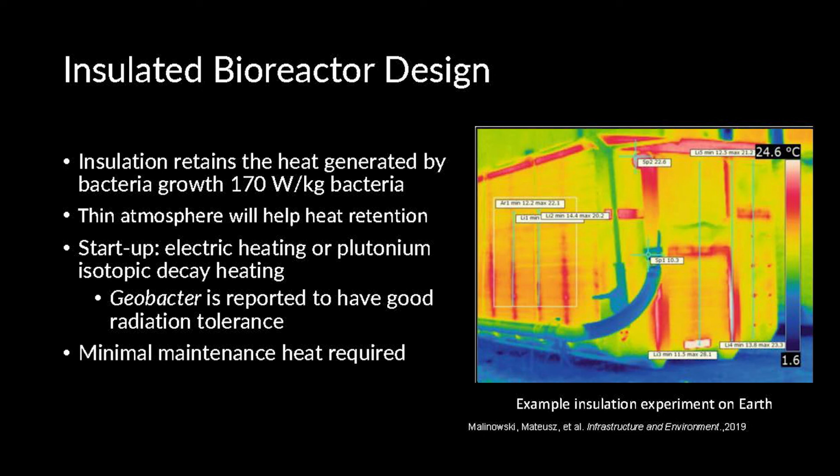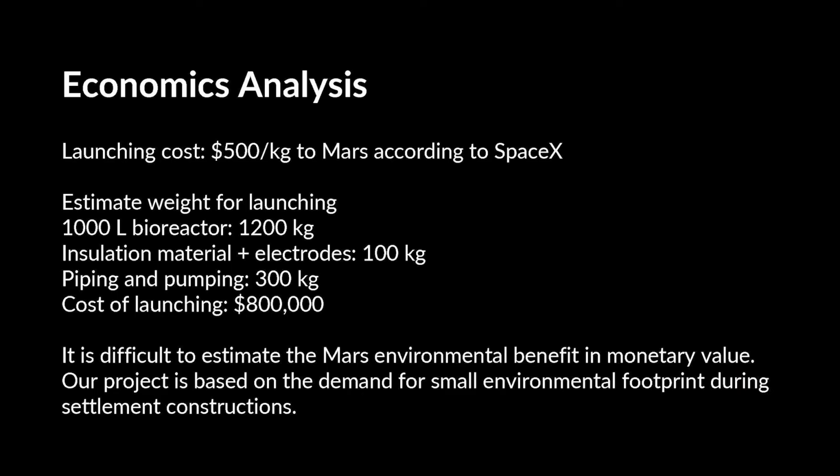As 1 kilogram of bacteria can generate 170 watts of heat, if the insulation is good, minimal maintenance heat is required. We did some economic analysis on the launching cost. According to SpaceX, in the near future, it will take about $500 to launch 1 kilogram of payload onto Mars. The estimated weight of launching is as follows. A 1,000-liter bioreactor is about 1.2 tons. Insulation material plus electrode is about 100 kilograms.